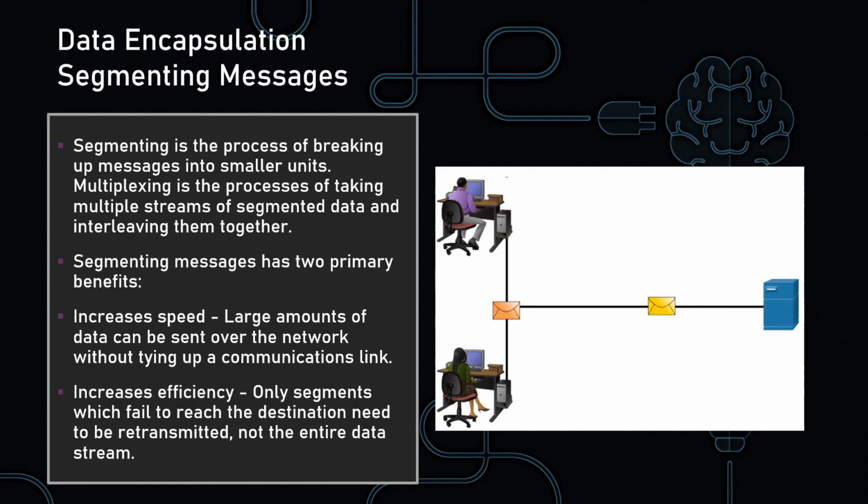So segmenting messages has two primary benefits. It increases speed and it increases efficiency. Because we have a piece that may fail here and there, we just have to resubmit the missing piece. We don't have to recreate the entire message, which for certain files would be catastrophic, especially for things like research data.